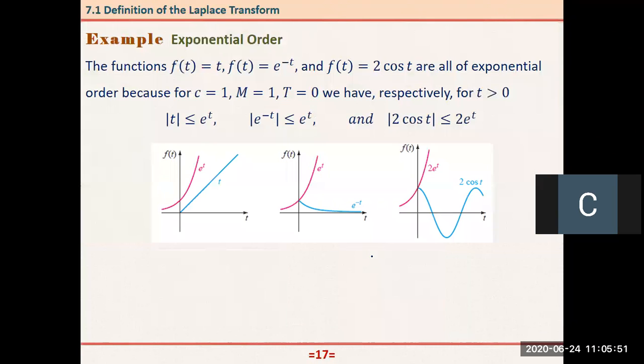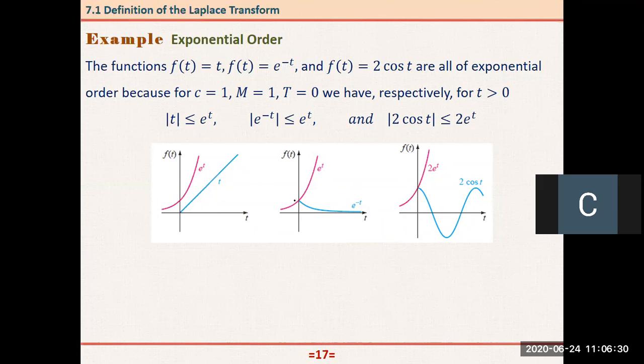The functions f of t equals t, f of t equals e to the power minus t, and f of t equals 2 times cosine of t are all of exponential order. For the first one, we have e to the power t, where capital M is equal to 1 and c is also equal to 1. That is the graph of the function t, starting from 0. As you see here, e to the power t is growing much faster than this function if you compare at this point. That's why this function is of exponential order. How about the second one, e to the power minus t?